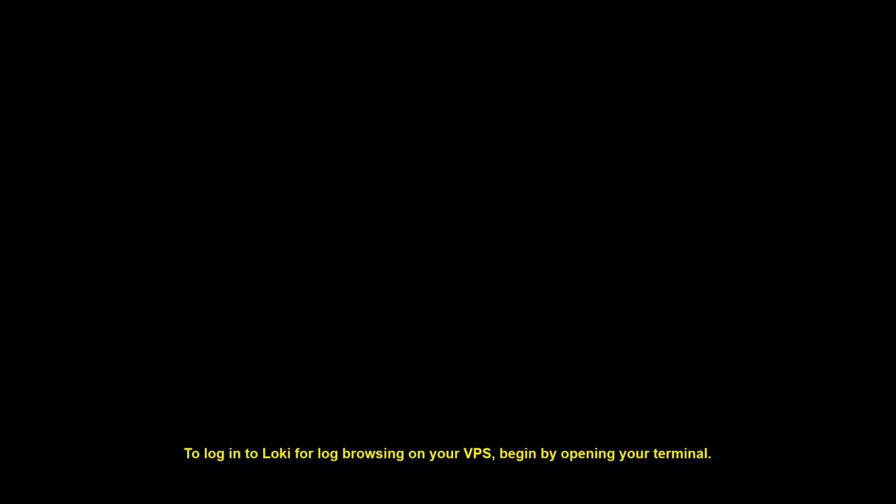To log into Loki for log browsing on your VPS, begin by opening your terminal. Make sure you have the necessary access credentials for your VPS. Use the SSH command to connect to your VPS. Type ssh username@your-VPS-IP into the terminal. Replace username with your actual username and your VPS IP with the IP address of your VPS. Press enter and enter your password when prompted.